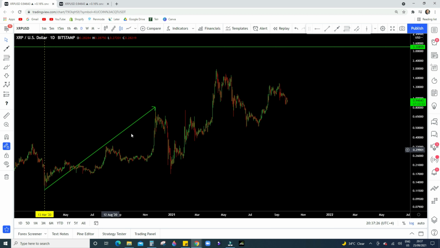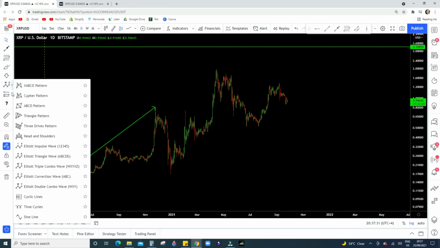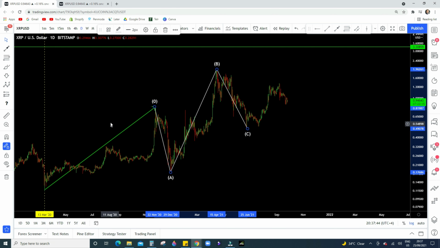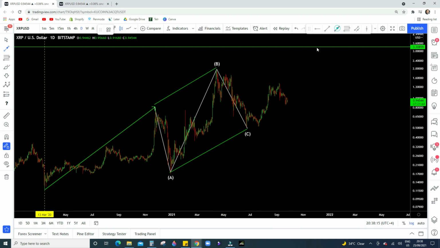Now after this first impulse was complete, we entered into a correction mode. And this correction consisted of 3 waves instead of 5. And these were wave A, wave B, and wave C. And it formed what we call a running flat corrective pattern. So once this correction was complete, it was considered as a single wave as well. So this was the second wave of the bigger structure. And now we can take the smaller waves away.